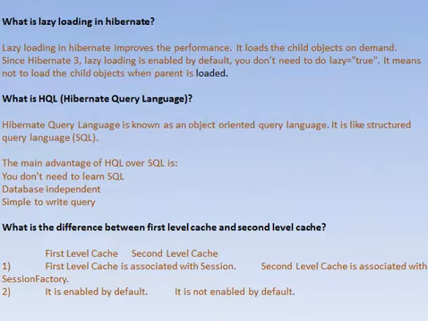What is the difference between first-level cache and second-level cache? 1. First-level cache is associated with session. Second-level cache is associated with session factory. 2. First-level cache is enabled by default. Second-level cache is not enabled by default.